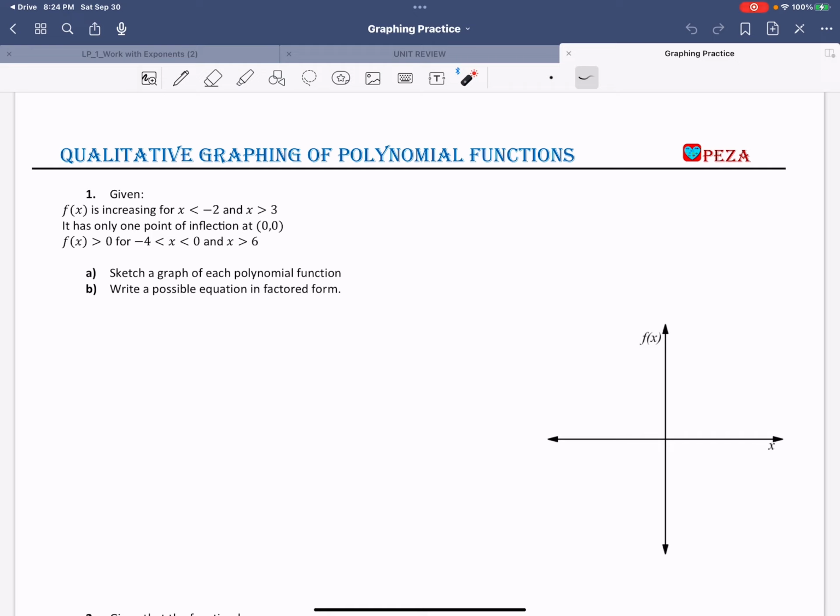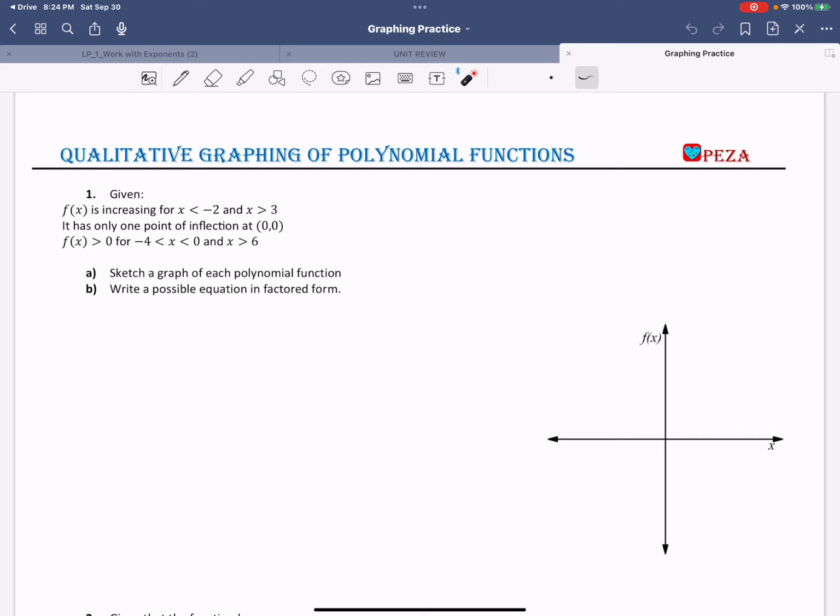So we'll start with example number 1 where we're told that f of x, the function we're trying to draw and predict the graph of, is increasing for x values less than -2 and for x values greater than 3. It has only one point of inflection and f of x is positive in the interval from -4 to 0 and for x values greater than 6. So we have to draw the graph and write a possible equation in factored form.